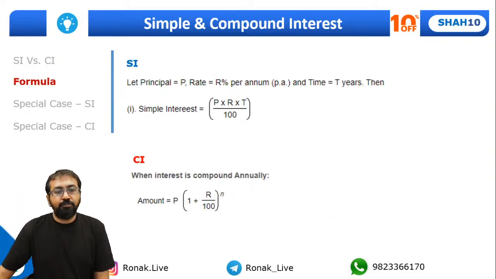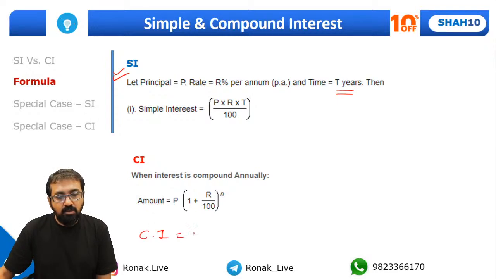Great. So what are the formulas? In simple interest, we can use this formula, PRT upon 100, where T is the time period. You can also write N, it's up to you. And in compound interest, the amount formula is this one, and compound interest is equal to amount minus principal. See, this is the amount formula.